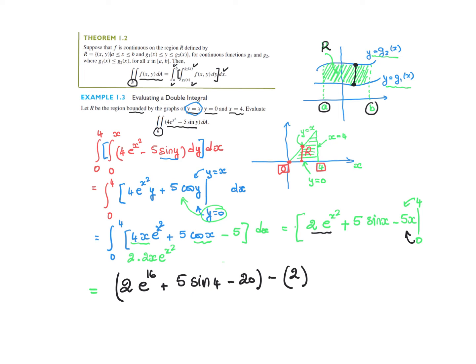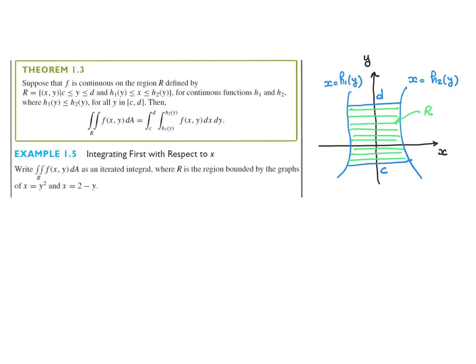So in the end, final answer, 2e to the power of 16 plus 5 sine 4 minus 22, and that is the final answer.